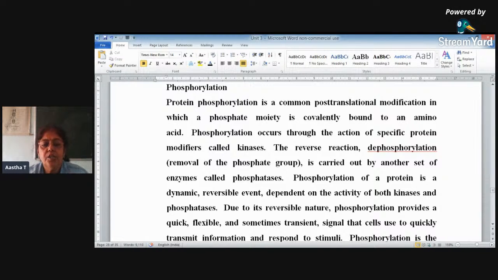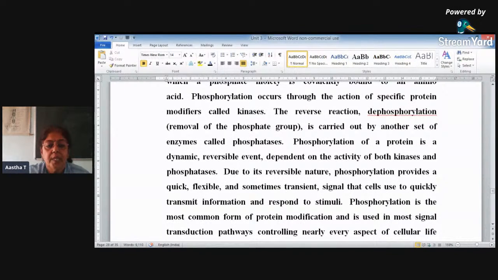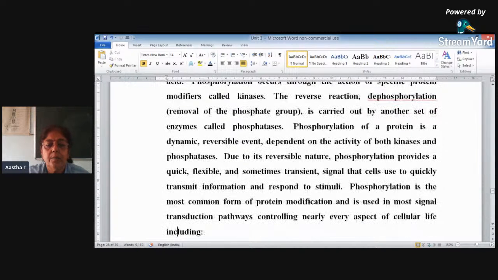So phosphorylation of a protein is a reversible event. It depends on the activity of kinases and phosphatases. So it's a reversible type of process. Phosphorylation provides quick, flexible, and transient signals that cells use to transmit information, and they can respond to the stimuli.